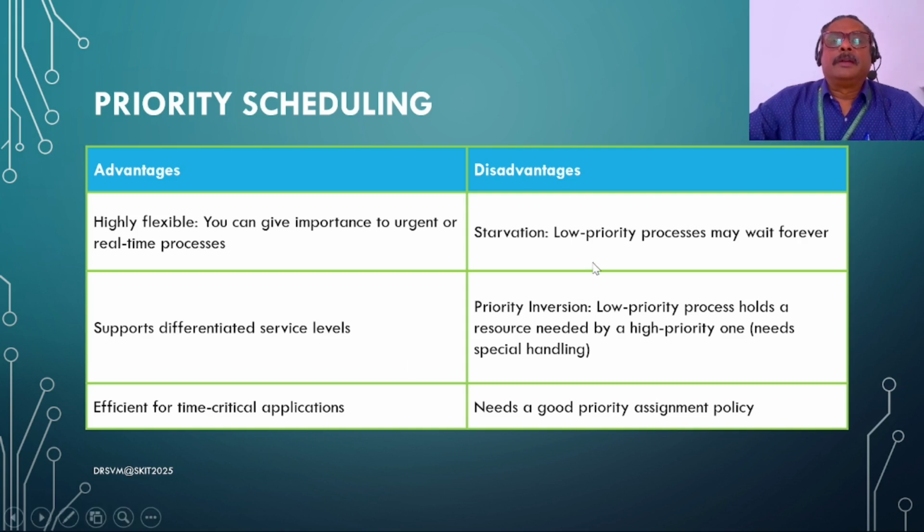But the disadvantages on the other side, starvation is a big problem because low priority process may have to wait forever. If high priority processes keep coming, then this low priority process may have to wait indefinitely, and definitely there will be starvation, and that process may never get chance to run. Then the priority inversion, the low priority processes hold the resources, but they are needed by high priority one.